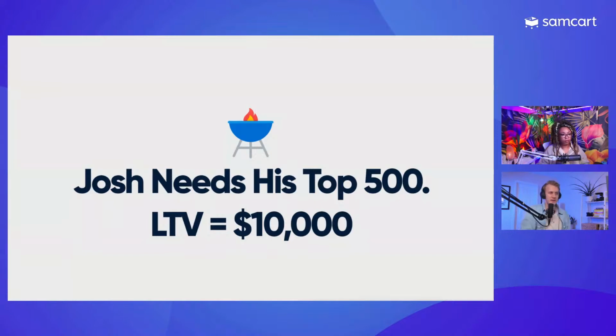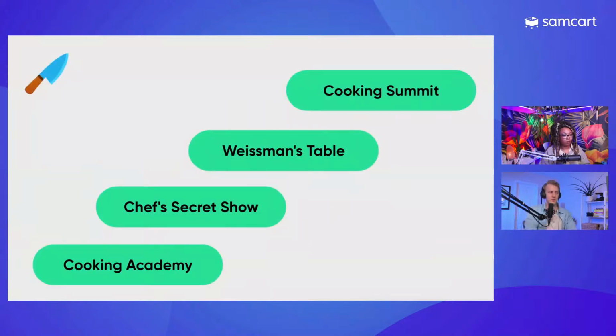And we've got some product ideas, some services, some membership ideas that we're going to walk through, and here they are. So at the bottom here, you've got the Cooking Academy, and we'll go through each product in a little bit more detail. The lowest, cheapest one is the Cooking Academy. The step up from that is the Chef's Secret Show. The next one is the Weissman's Table. And then the highest tier is the Cooking Summit, which we're going to get into.